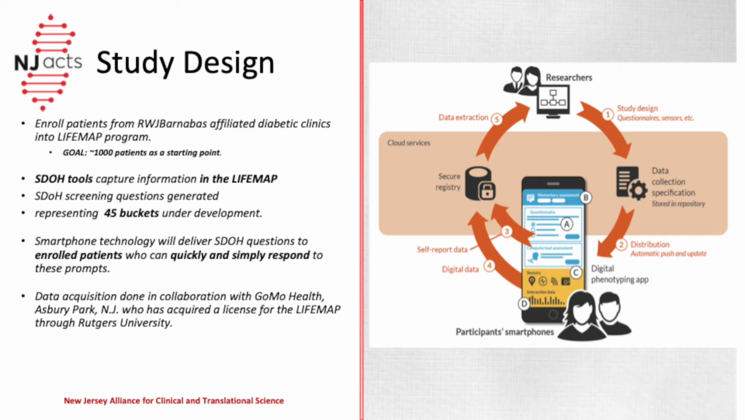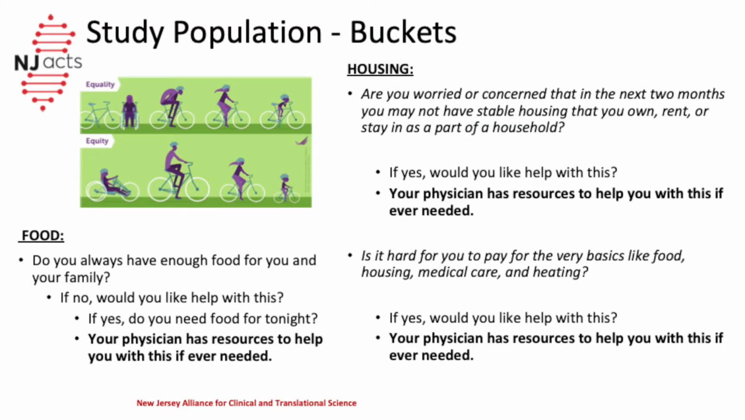We were looking to enroll patients from RWJ Barnabas affiliated diabetic clinics, and we're looking at this across a system-wide approach. Although as much as I would love to do a big approach, we started with patients with diabetes and how to approach it from the LifeMap goals. How can we capture the information that we get from these tools by looking at the questions that we're generating?